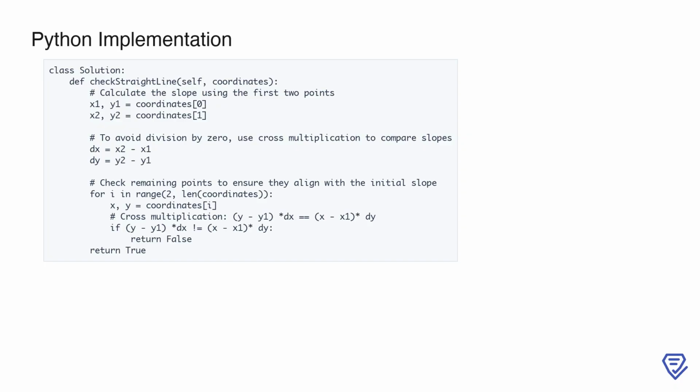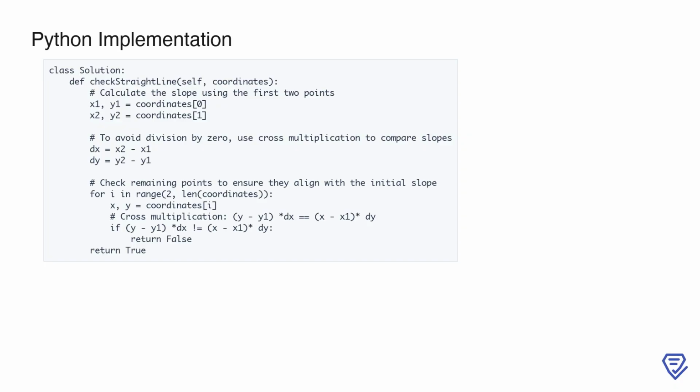Step-by-step explanation. 1. Extract the first 2 points. The algorithm starts by extracting the first 2 points from the coordinates list. These points define the initial slope of the potential straight line. 2. Compute the slope using cross-multiplication. Instead of directly calculating the slope as a fraction, dy/dx, the solution uses cross-multiplication to avoid division by 0 errors. Specifically, the slope between 2 points, x1, y1, and x2, y2, is represented as the ratio of their differences in y, dy, and x, dx.